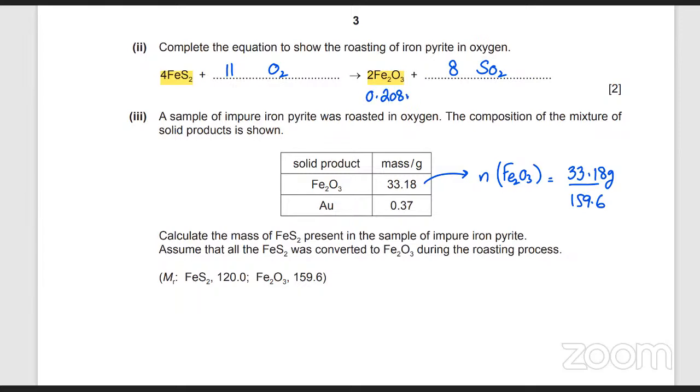So we got 0.208. And then he said to assume that all the FeS2 was converted into Fe2O3. So the moles of FeS2 will be double that, right? It's 2:4. So how much is that? If you double it, what happens? That's going to be 0.416. Yes, 0.416.